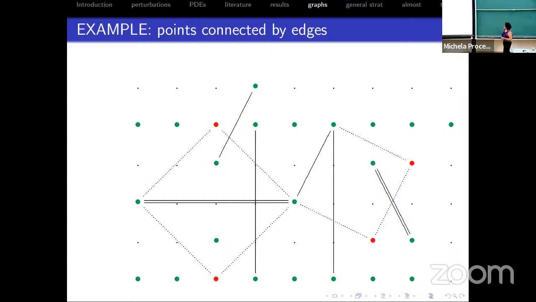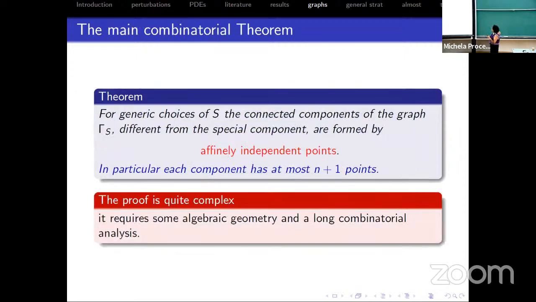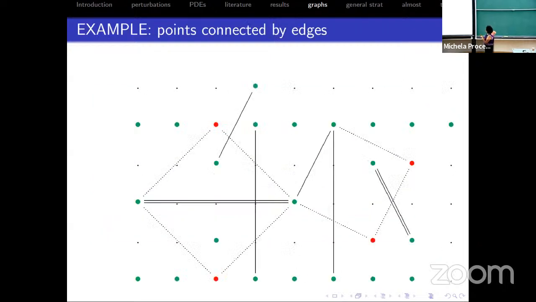So the theorem was rather complicated, so I want to study the connected component of the graph. And the theorem is that if you take 2 points that form the vertices of a connected component, it's formed by affinely independent points. So if you choose generic sets, each component has at most n+1 points. And this was really hard to prove in any dimension. I mean, this is where the collaboration with an algebraist came into play. And let me show you the picture.